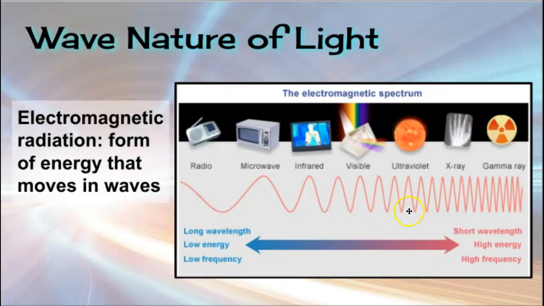So the higher frequencies are going to be here, but those are going to be the shorter wavelengths. And on the opposite side, we're going to have the longer wavelengths, but it's going to be the lower frequency. So there's an indirect relationship between the wavelength and the frequency. The longer the wavelength, the lower the frequency. And the shorter the wavelength, the higher the frequency. So there's a direct relationship between energy and frequency. So high energy, high frequency, low energy, low frequency.